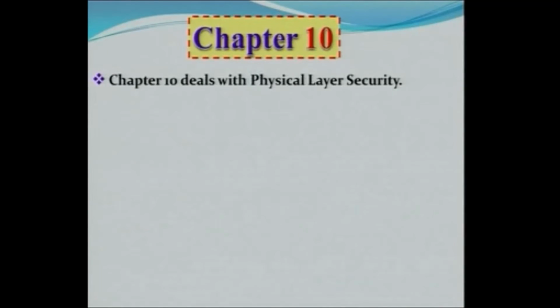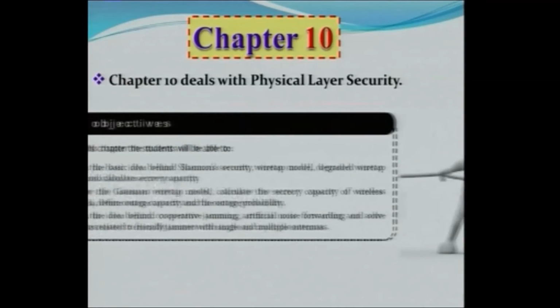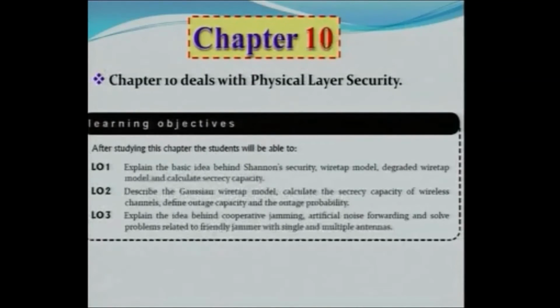Finally, we come to Chapter 10, the last chapter in the book, that deals with physical layer security. This is essentially security based on concepts of information theory. We will start by explaining the basic idea behind Shannon security, the wiretap model, the degraded wiretap model, and learn how to calculate secrecy capacity. Then we will go on and discuss the Gaussian wiretap channel and learn how to determine the secrecy capacity of wireless channels.